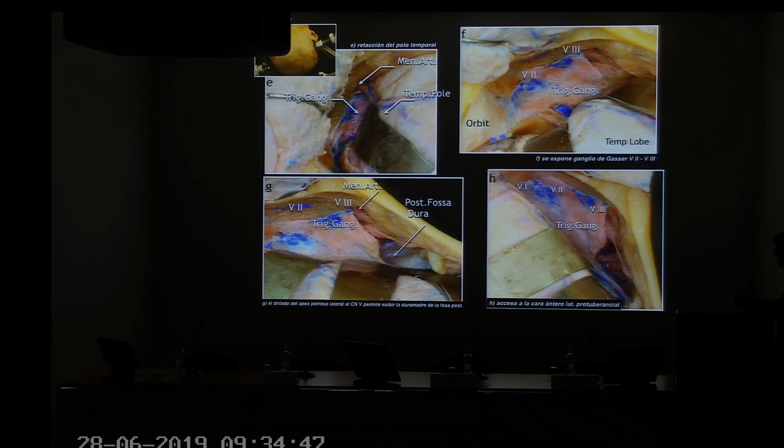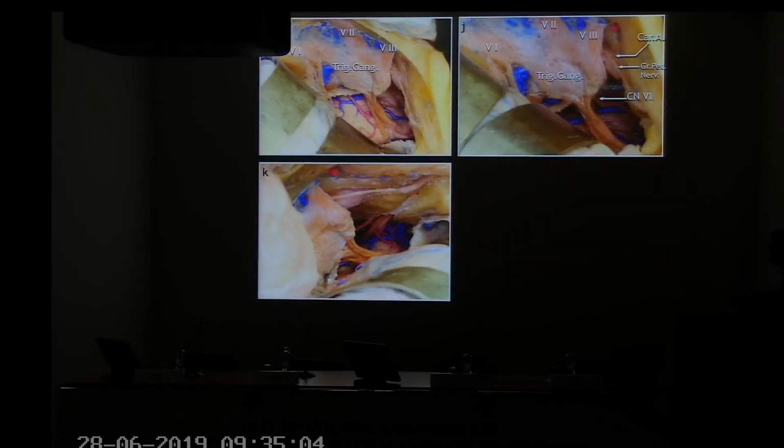If you see in the deep, what is this? This is the lateral and anterior face of the pons, posterior fossa dura, and with this approach you can reach this area. If you remove more, you can understand these windows. You have two windows. In the upper portion of the 5 nerve, this window is a very big window. You can access the anterolateral face of the pons by this approach. And of course, below the 5 nerve, you can access this area.